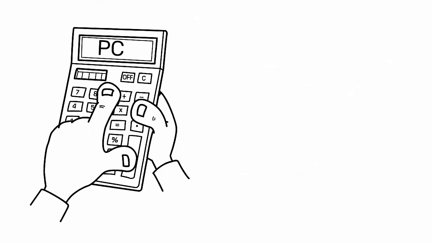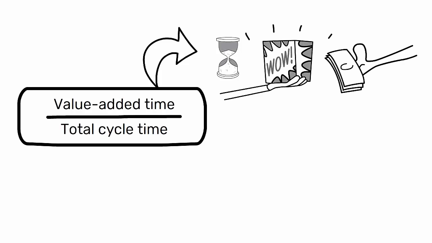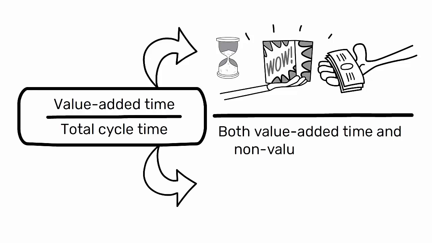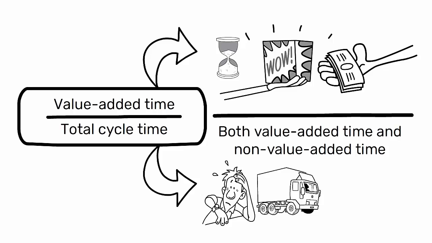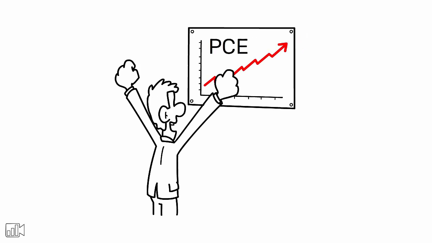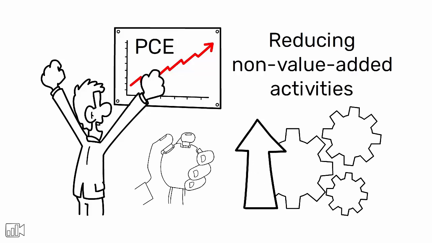To calculate PCE, you divide the value-added time by the total cycle time. The value-added time is the duration during which a product is being transformed into something the customer is willing to pay for. The total cycle time includes both value-added time and non-value-added time, such as waiting, moving, inspecting, and storing. PCE equals value-added time divided by total cycle time multiplied by 100%. The goal in lean manufacturing is to increase the PCE by reducing non-value-added activities, thereby making the process more efficient.